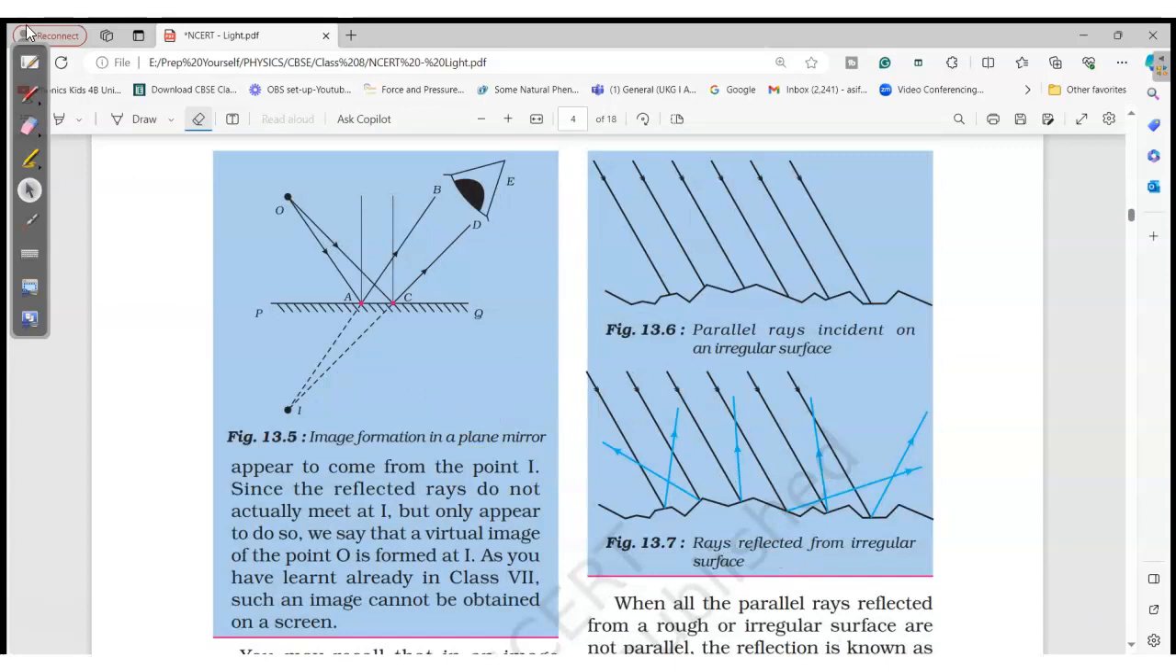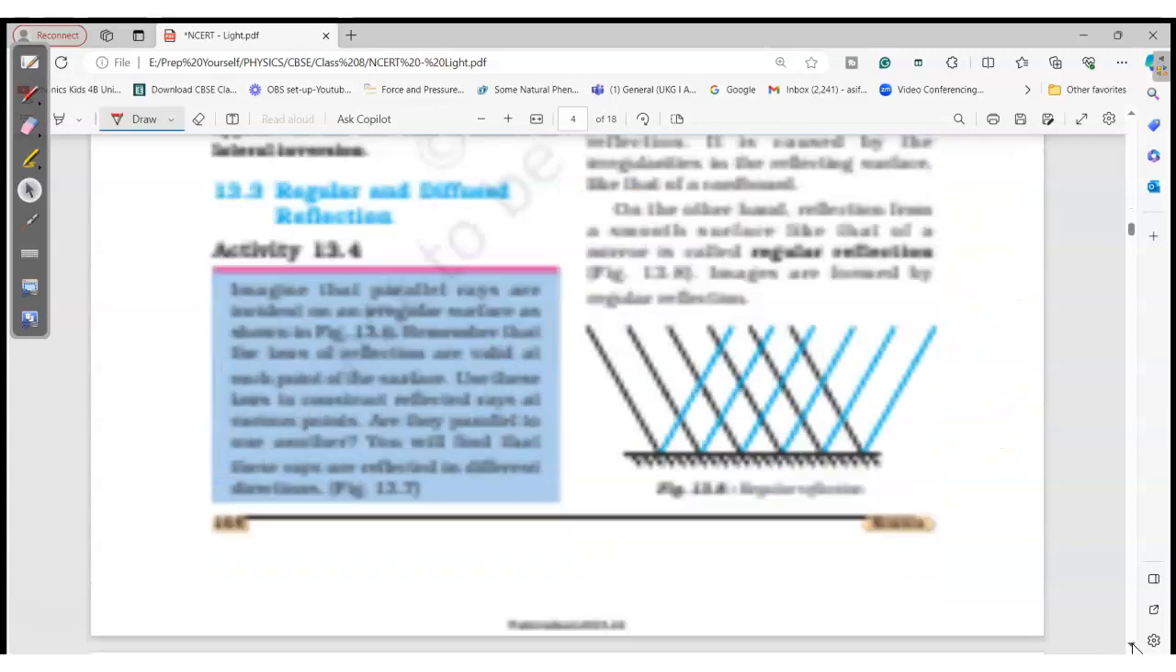Here you see they have shown an example of irregular reflection. You can see, though the incident rays are all parallel on this rough surface, still the reflected rays are all in a diffused manner. They are not reflecting parallelly, and that is why irregular reflection is also called diffused reflection. Now let us see regular reflection.